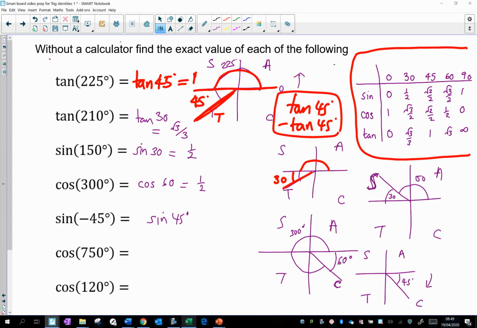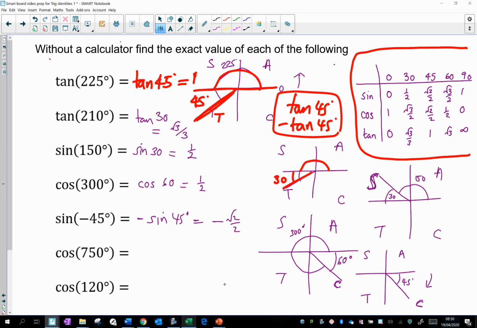Now, in this case, because this angle of minus 45 is in the C section, sines will be negative. Cosines will be positive, sines negative. So it's minus sine 45. And sine 45, we can see from the table, is root 2 over 2. So it's minus root 2 over 2. You can check all these on your calculator, by the way, but there's no need because we know we're right.